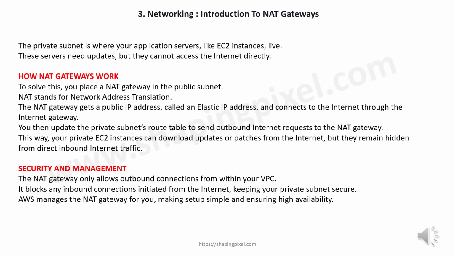It blocks any inbound connections initiated from the internet, keeping your private subnet secure. AWS manages the NAT gateway for you, making setup simple and ensuring high availability. In short, a NAT gateway lets private subnets access the internet securely, while blocking unsolicited inbound traffic, helping you keep your EC2 instances updated and protected.